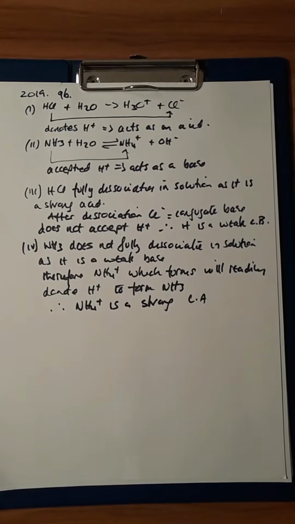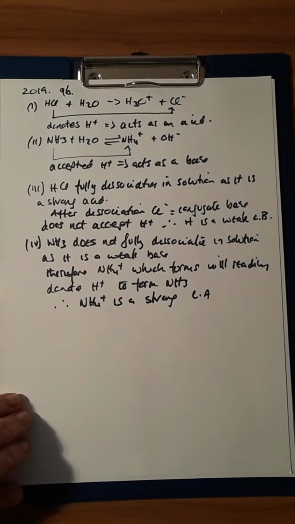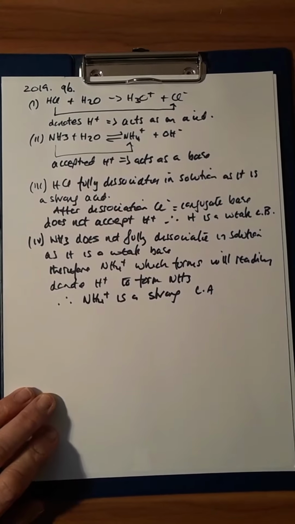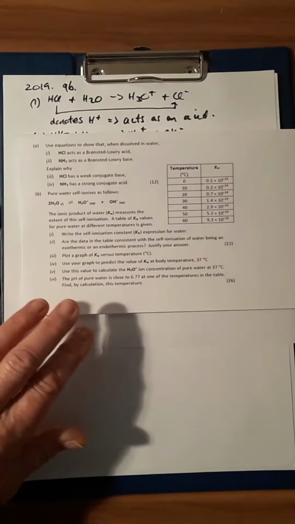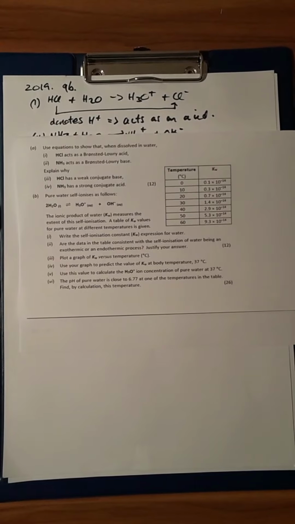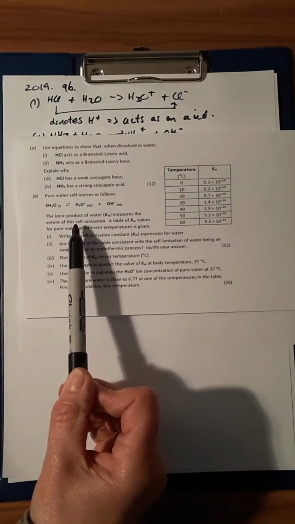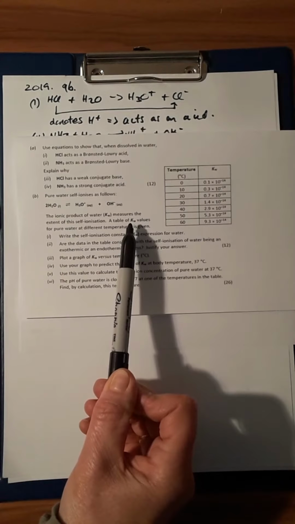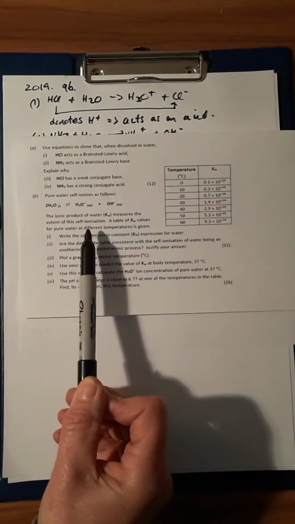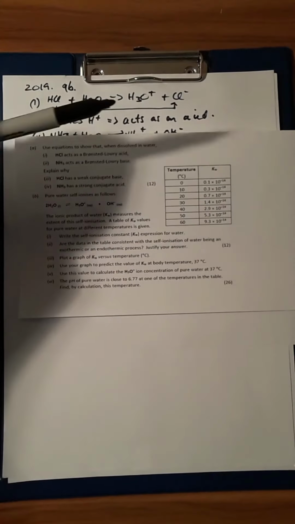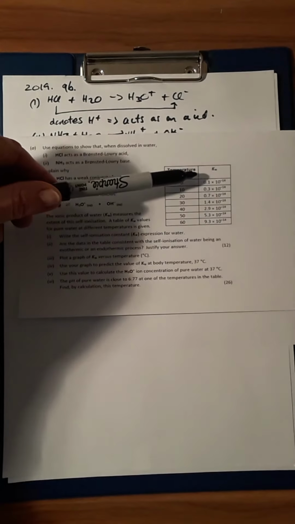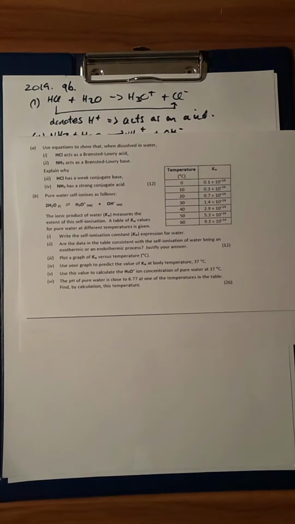That's the first part. Now, part B is really to do with today's videos that are up on Schoology. So, the first part of the question, part B, says, pure water self-ionizes as follows. And we're given the equation for self-ionization. It says the ionic product of water measures the extent of this self-ionization, and a table of ionic product of water values at different temperatures is given. So here we can see temperatures going from 0 to 60 and Kw values corresponding there.